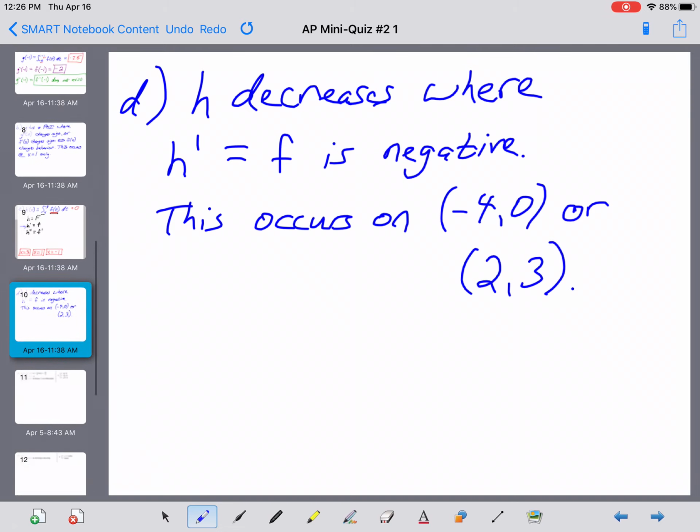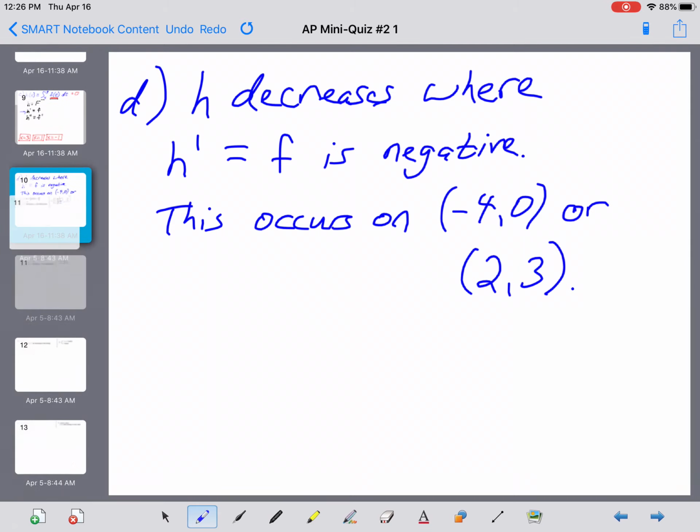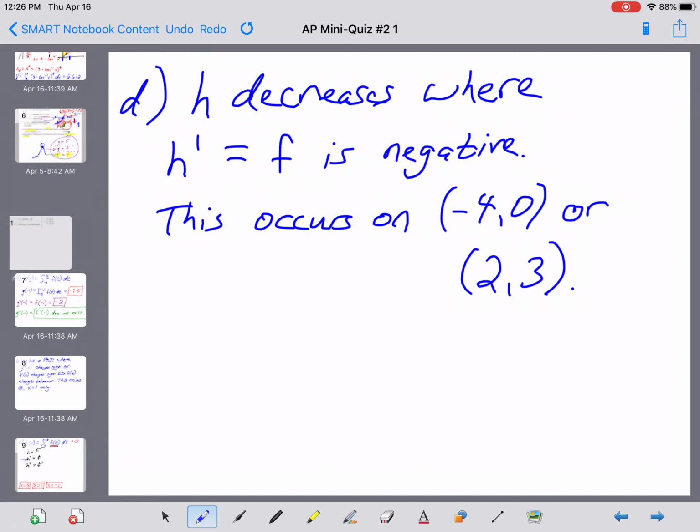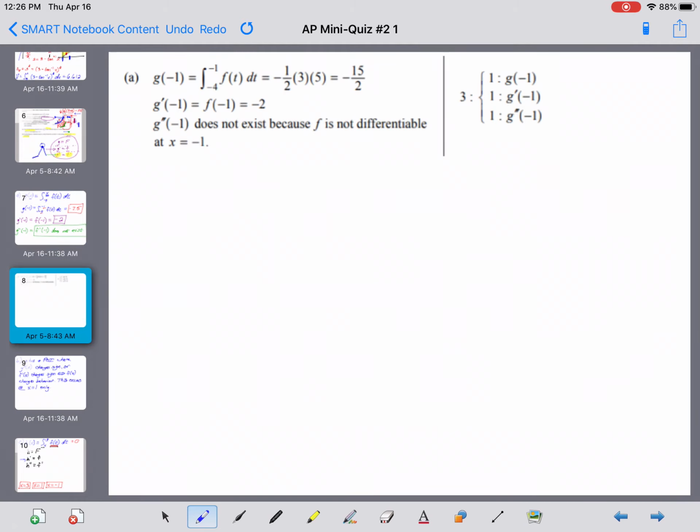All right, just a quick check of our answers, guys, to make sure that we got everything correct. Sorry, guys, learning as we go. Our answer for A was -7.5, -2, and then it does not exist. There's our -7.5 right there, there's our -2, and there's our does not exist.